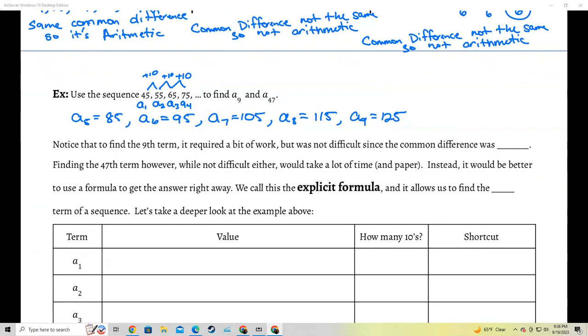And I don't want to do the 47th term by doing this. Like, I know I can do it because I just got to keep adding 10, right? And adding 10 is pretty easy. We didn't have too much trouble to find the ninth term. But man, to do it, like, what is that? 38 more times. I don't want to do this 38 more times. I'm just not going to do it for now. Okay, we'll come back to it later maybe.